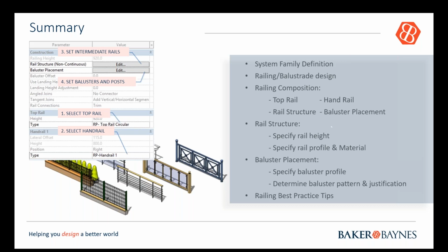And then we went through the rail structure, where we specified the rail height, the different rail heights, and the rail profile, what it looks like, and the material. And then we went through baluster placement, so we determined a pattern and how this is justified. And we also specified the baluster profile and what it looks like.